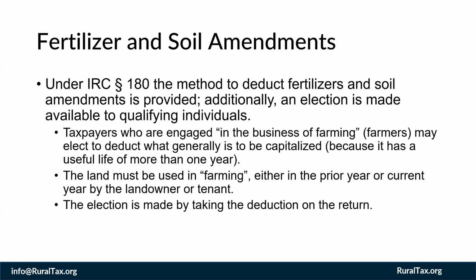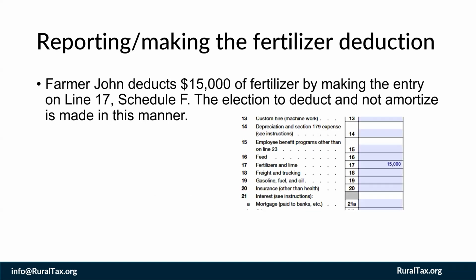And the election is actually very simply made by taking the deduction on the return. And here is just an illustration of that. We've got Farmer John. He deducts $15,000 of fertilizer by making the entry. As you can see here on line 17, this is just a screenshot from Schedule F Part 2, where we see fertilizers in line, $15,000. And that is simply how that election is made.